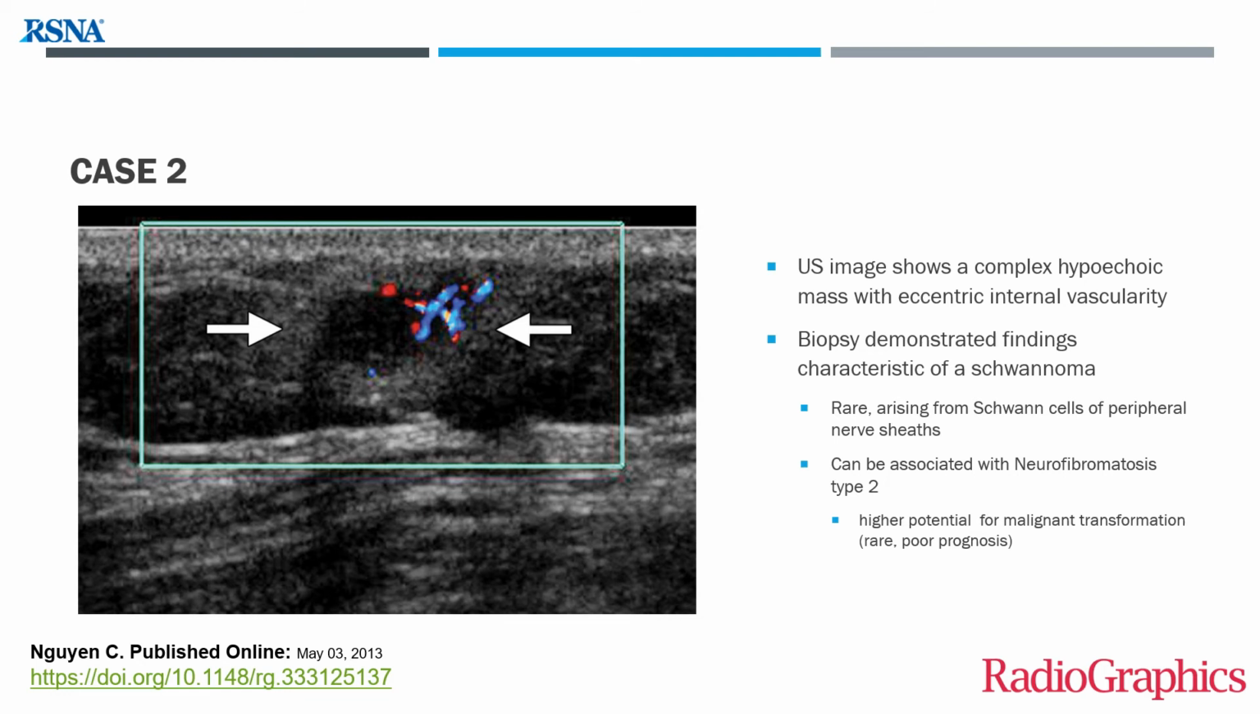These are rare. They arise from the Schwann cells of peripheral nerve sheaths. They can be associated with neurofibromatosis type 2, and if they are associated with that syndrome, you have a higher potential for malignant transformation. This is rare, however, but it does have a poor prognosis.